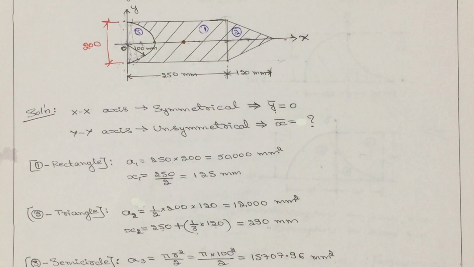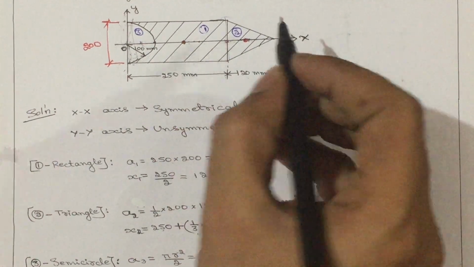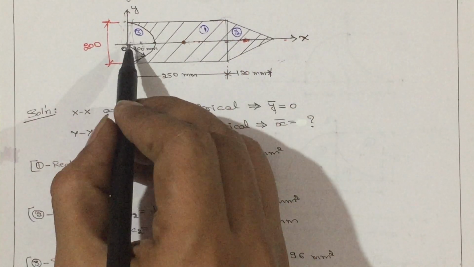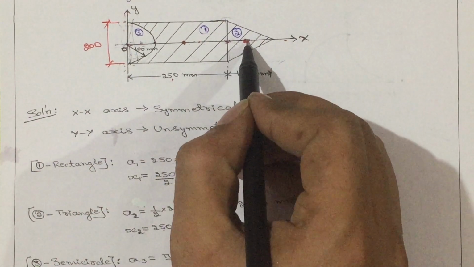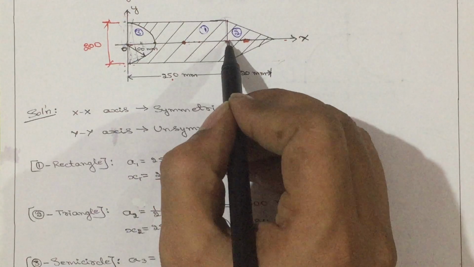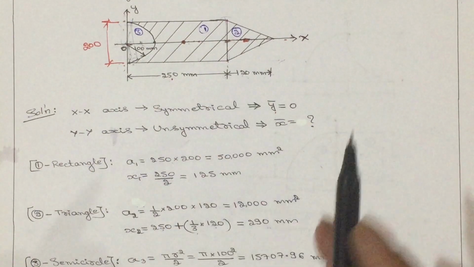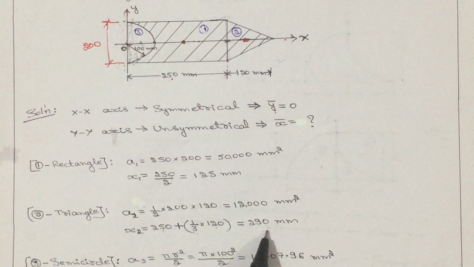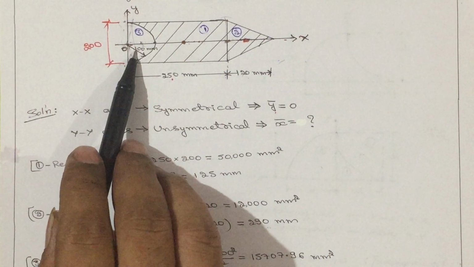Now I need x2. The centroid lies somewhere here. We need the distance of this centroid from the y reference axis in the x direction. From here to here, the distance is 250. Then from here to the centroid, this is the base side, so from the base of the triangle the distance is 1 by 3 into distance. The distance is 120, so it will be 250 plus 1 by 3 of 120. You are going to get 290, which is positive.